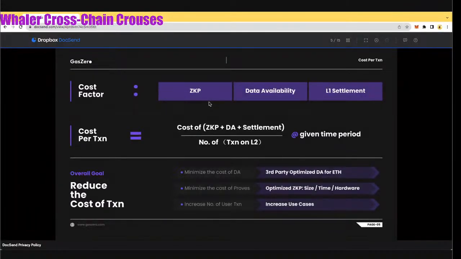Our overall goal is to minimize the cost of data availability and, for Ethereum, minimize the cost of proofs. We want to minimize each proof per transaction by optimizing ZKP: size, time, and hardware for nodes. We also want to increase the number of users per transaction. When we increase the number of users and use cases, the transaction cost for each dApp will be less than before.